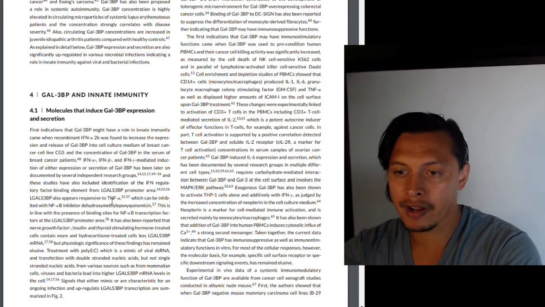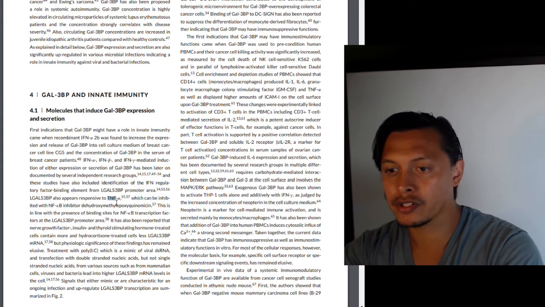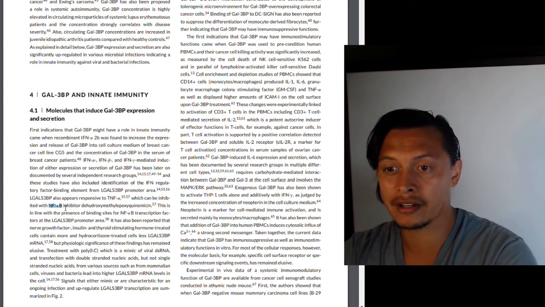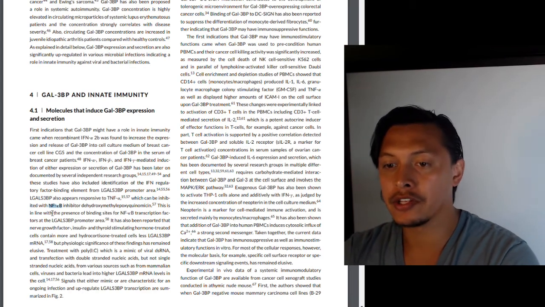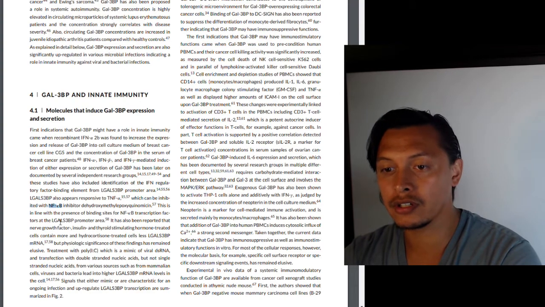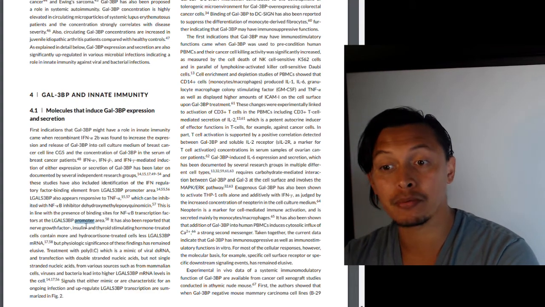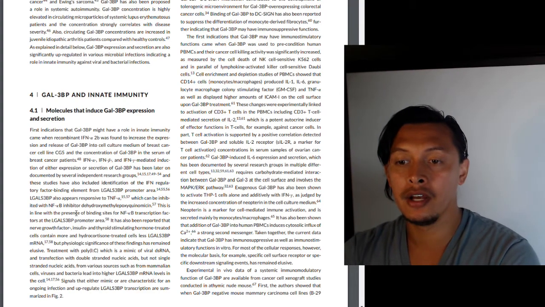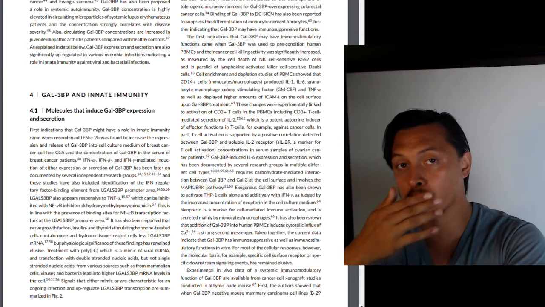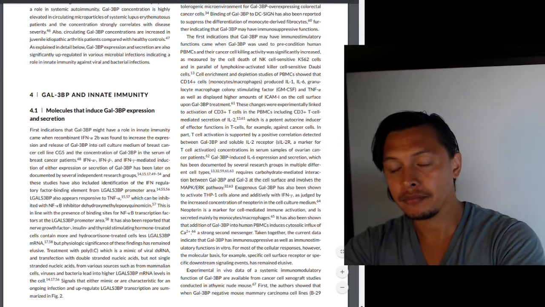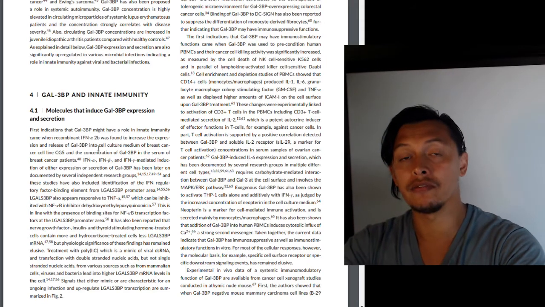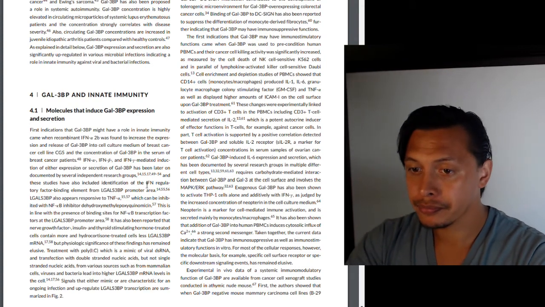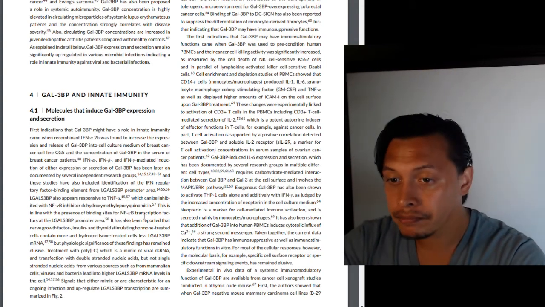So I believe, if I remember correctly, this tumor necrosis factor will cause nuclear factor kappa B activation, and this nuclear factor kappa B activation can theoretically bind to the promoter of this LGALS3BP and result in the transcription of galectin-3 binding protein, or the mRNA for it.